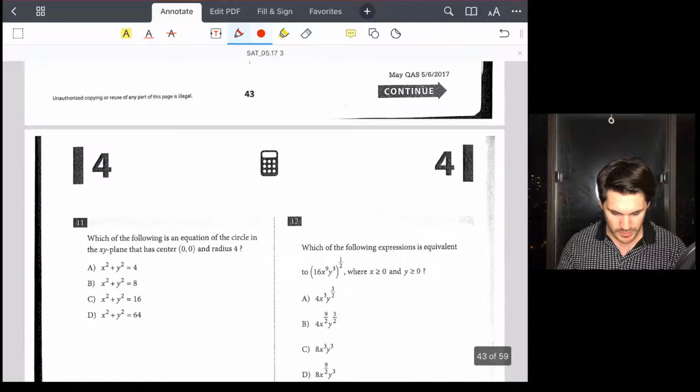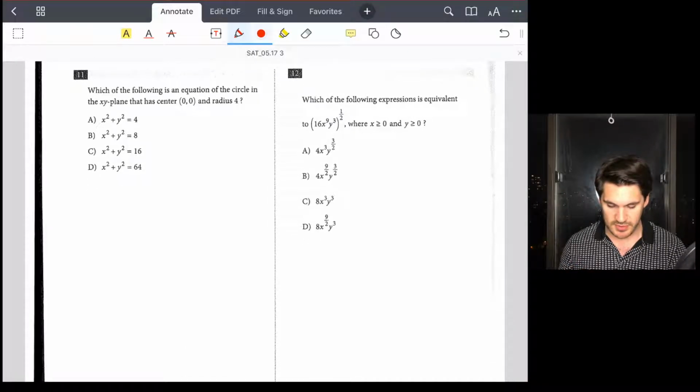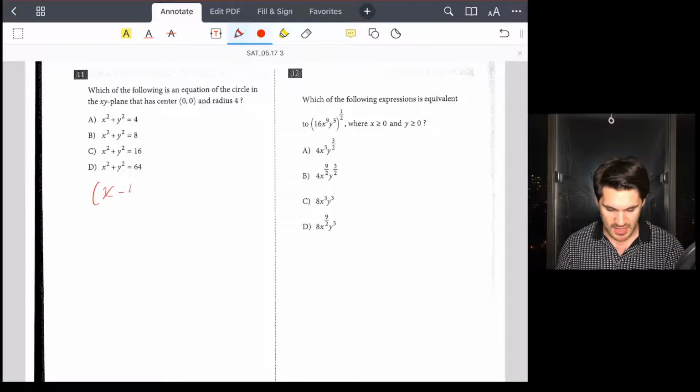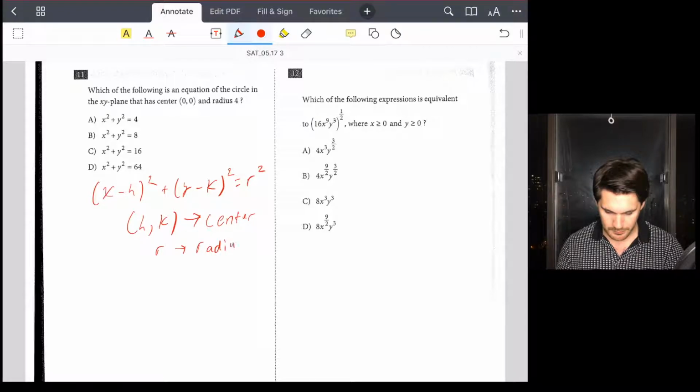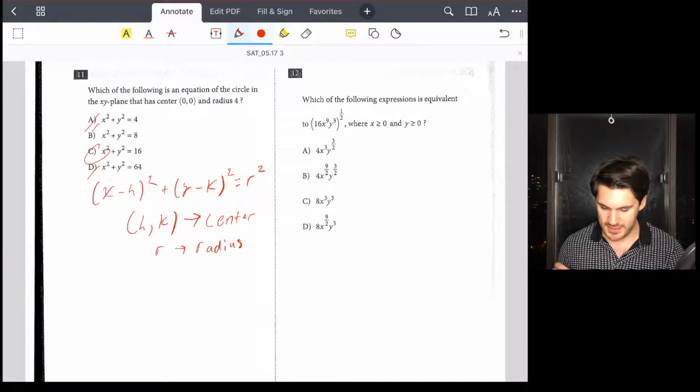Okay. Number 11. Which of the following is an equation of the circle in the xy plane that has center 0, 0 and radius 4? So the equation of a circle is this. It's x minus h squared plus y minus k squared equals r squared, where h and k is the center, r is the radius. So if they told us the radius is 4, that means our equation is going to have a 4 squared in it, or 16. And only one answer choice does that, and that is answer choice C.